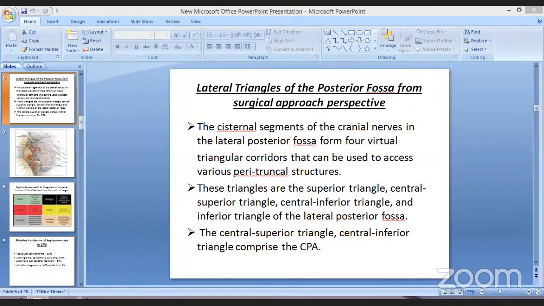The cisternal segments of the cranial nerves in the lateral posterior fossa form 4 visual triangles. This is a very important concept.